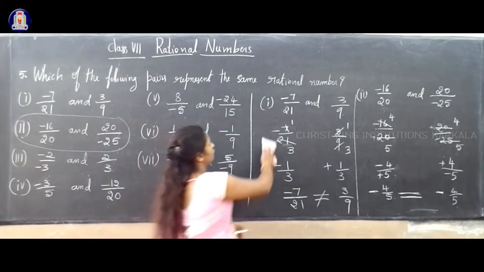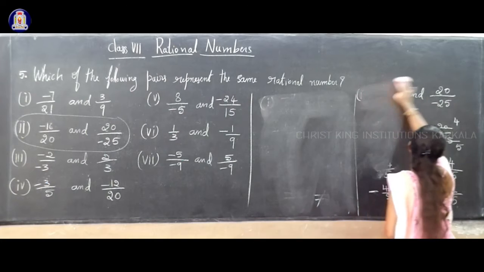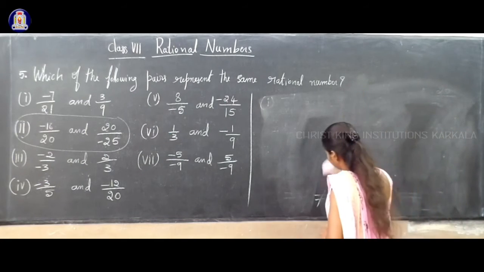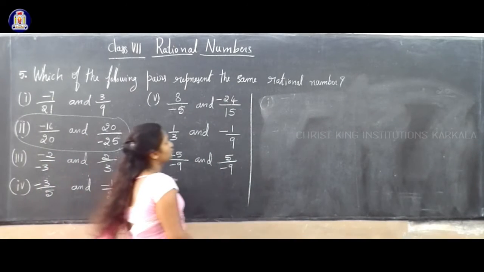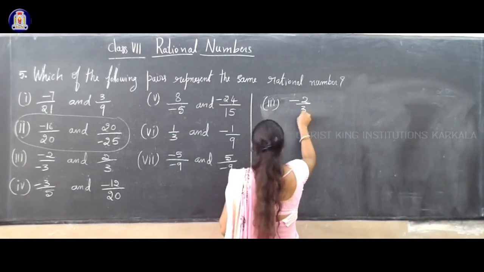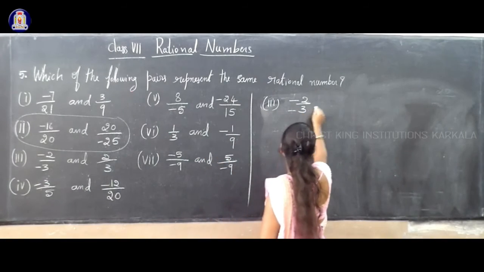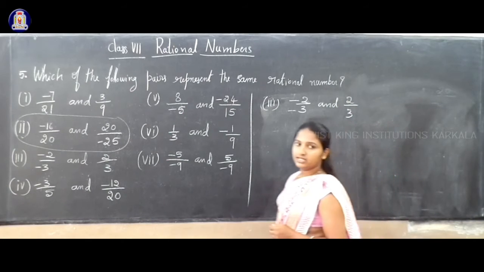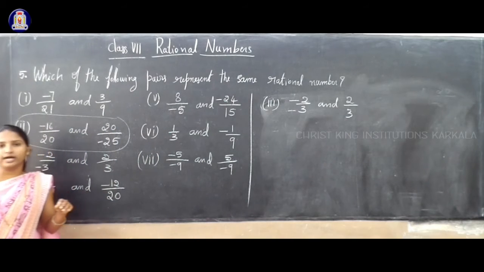The third pair of numbers. What is the third pair of numbers? The third pair is -2 by 3, is it correct? -2 by -3, and one more rational number, 2 by 3. So -2 by -3, and one more rational number is 2 by 3.